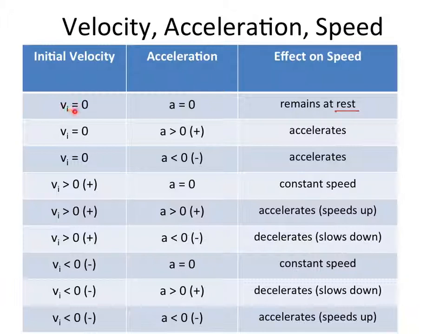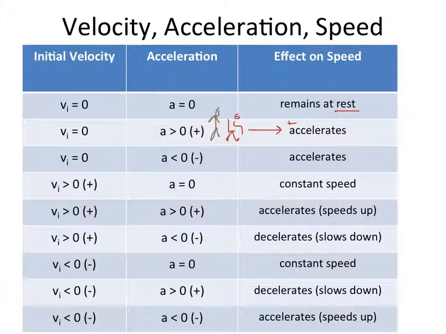You don't have a velocity, at least relative to the room, and nothing's accelerating you, so you continue to remain at rest. What if, however, you have an initial velocity of 0, but you're experiencing a positive acceleration? That means acceleration is greater than 0. That means you're going to start to accelerate. So let's say you've got a rolly chair, and you're sitting right there, and your friend applies a force to you, applies an acceleration to you. You start to accelerate in the positive direction.